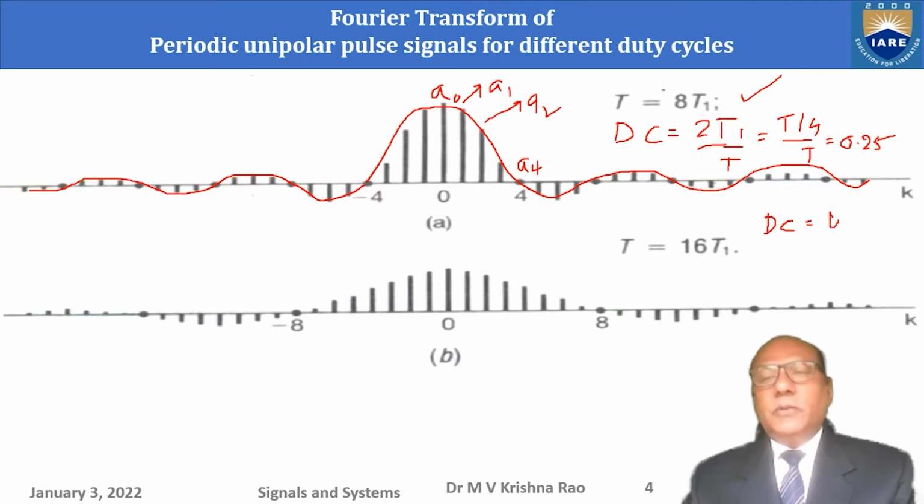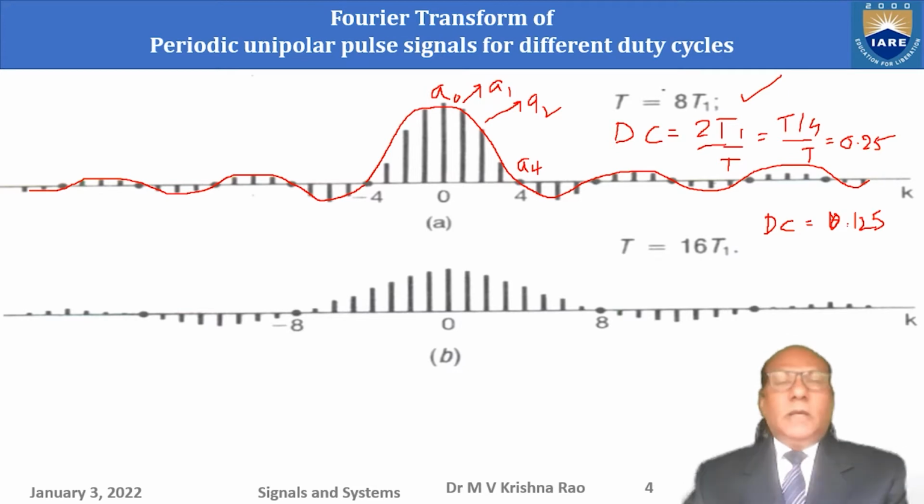That means 0.125. 12.5% is the duty cycle in this case. 12.5% means 0.125 in fraction. So it is basically the duty cycle has reduced. The pulse has become half the previous pulse width. Okay, the pulse has a width of half of the previous one.